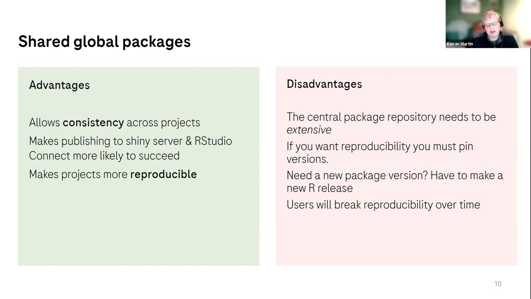What I mean by that is typically, with library pathing for a particular version of R, you can only really point at one global library. So if you want a new version of dplyr, you're not going to get it in that version of R. The only way to release new packages to users in this kind of model is to make an entire new version of R in which they can work, because the old version is pointing at an older version of dplyr. And the last one, which is maybe obvious, is that users are going to break reproducibility over time.